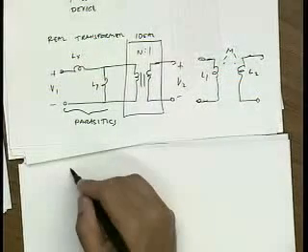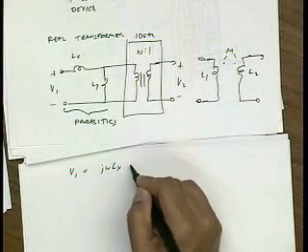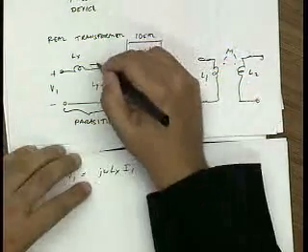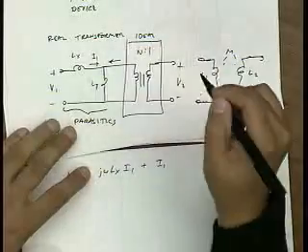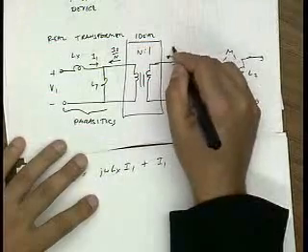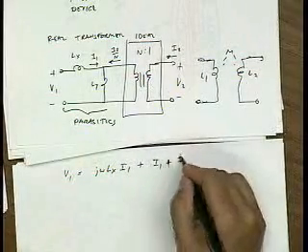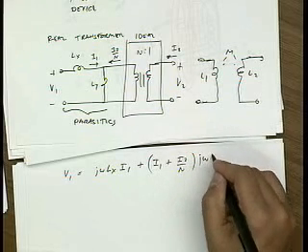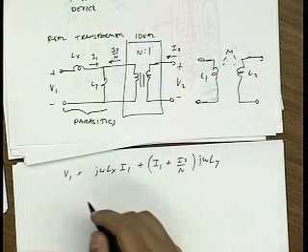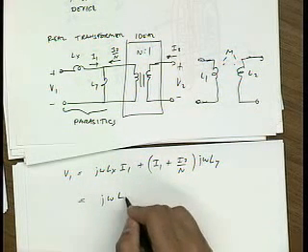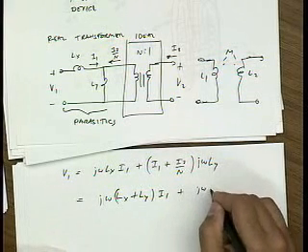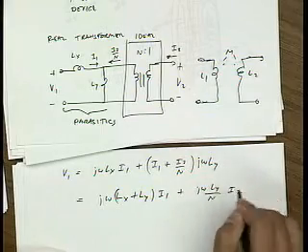Now, just using this circuit, V1 is j omega Lx I1 plus, so this is I1 flowing into here. This is I2 over N, where this is I2. I1 plus I2 over N times j omega Ly. Okay? And if I basically group terms, this is Lx plus Ly I1 plus j omega Ly over N I2.